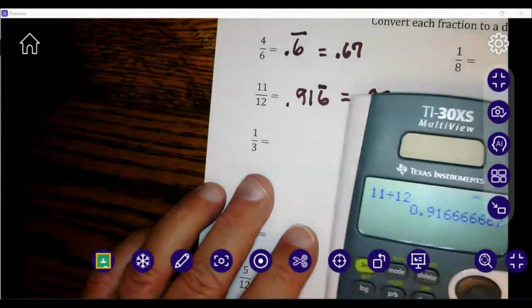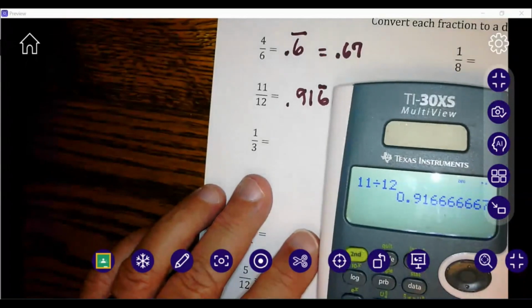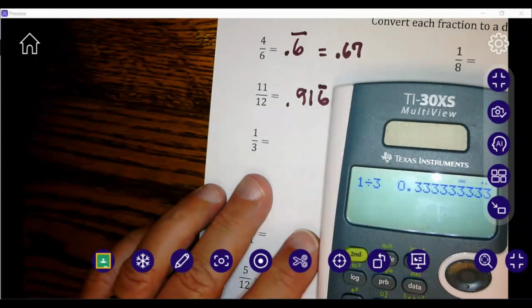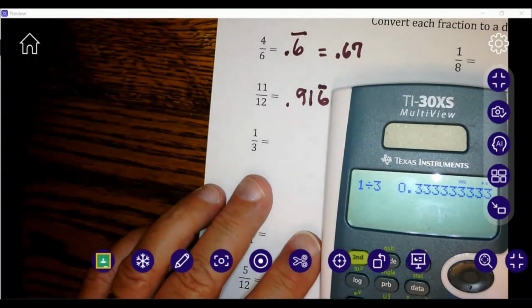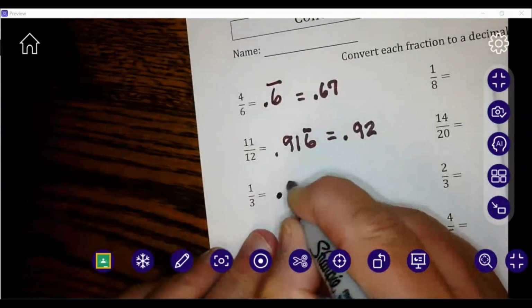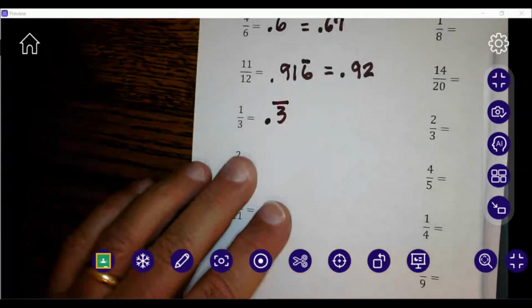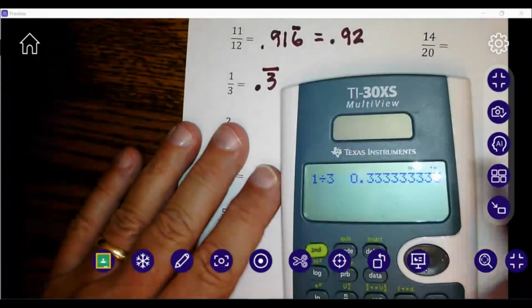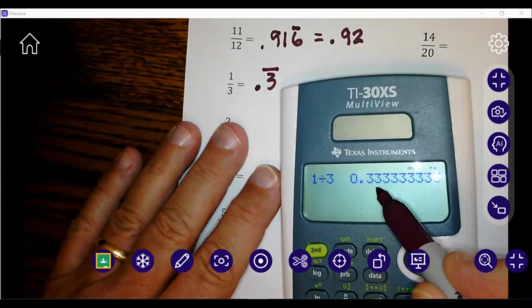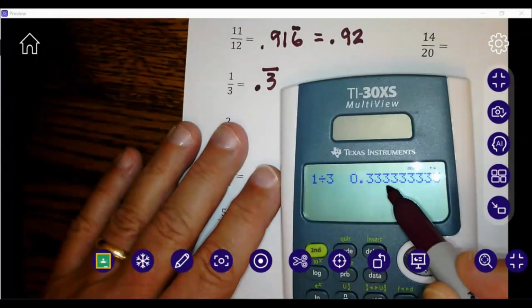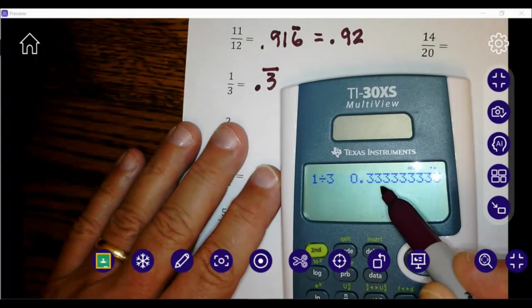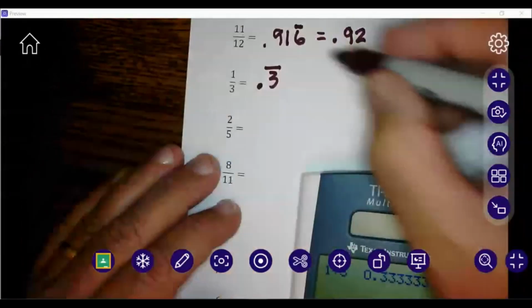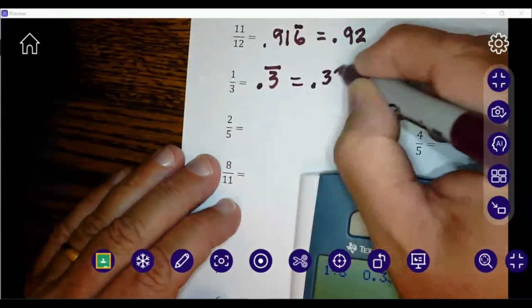All right, 1/3. 1 divided by 3. We get 0.3333333333. That means the 3 is repeating. So writing that as a repeating decimal, I would put a bar over the 3. But if I have to round it to the nearest hundredth, that is the second decimal place. We look next door, we have a 3. That tells us we keep the 3. And so this would round to 0.33.